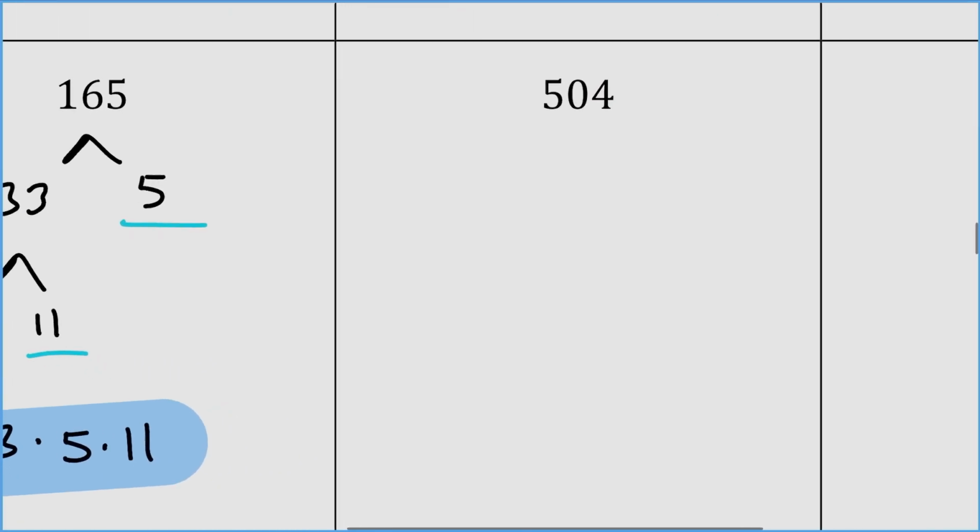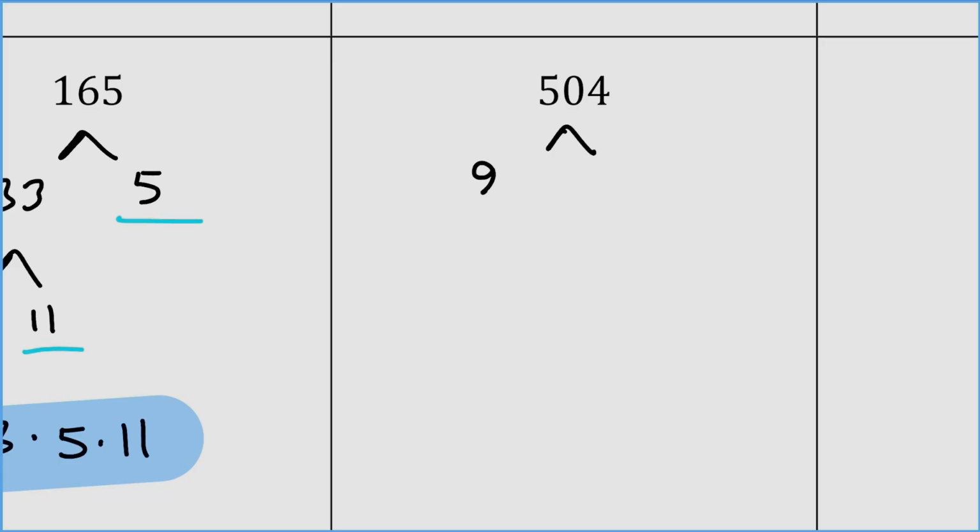About 504. Here's a little trick. Yes, 504 is an even number, so you could divide it by 2, but let's do something else. If we add up the digits of 504, 5 plus 0 plus 4, that gives us 9. This is a trick that works with 3s and 9s. If the sum of the digits is divisible by 9, then the number itself is also divisible by 9. So 504 is divisible by 9. Now, that doesn't tell us what 504 divided by 9 is, but at least it gets us a 9.